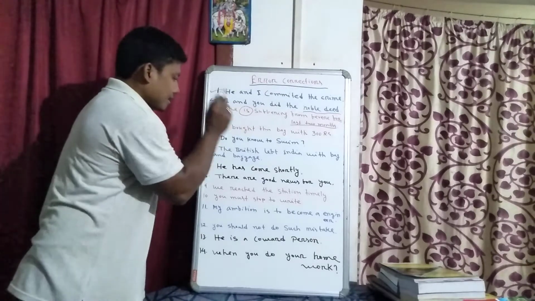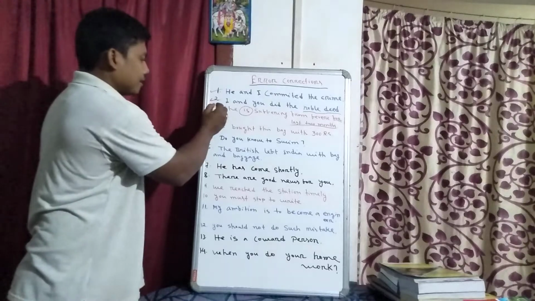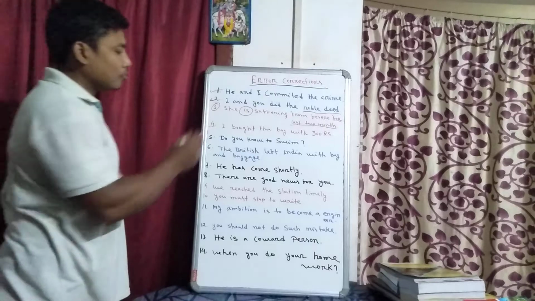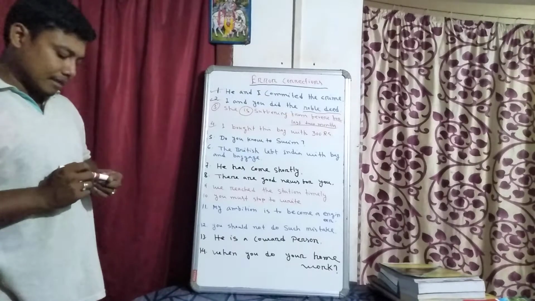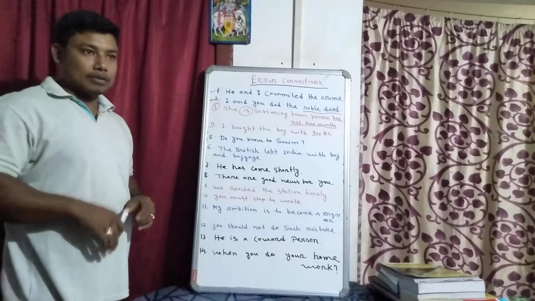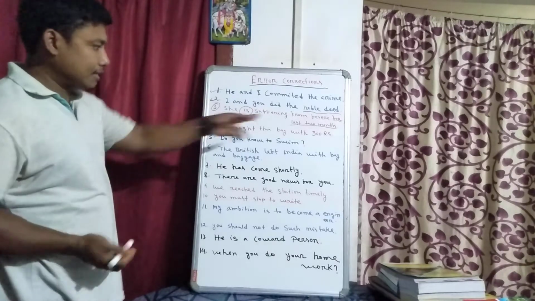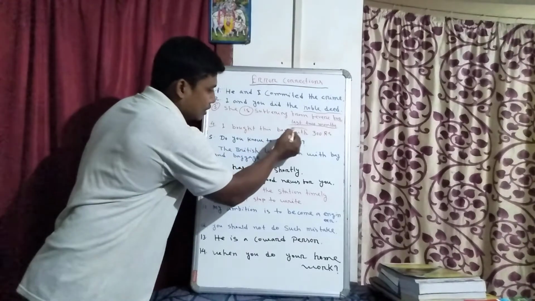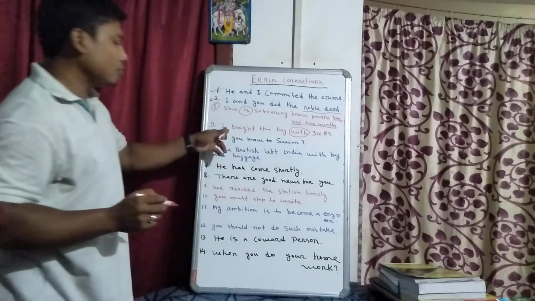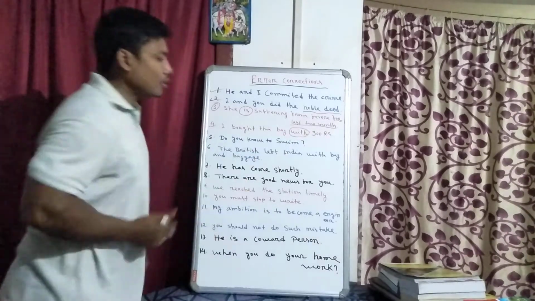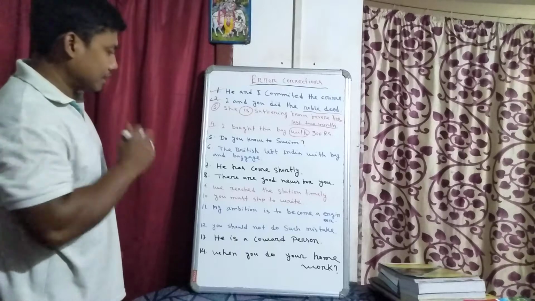Next one, I bought this bag with 300 rupees. I discussed the concept of preposition, that in case of buying something, we have to use the preposition for. Here instead of with we have to use for to correct it. What will be the answer? I bought this bag for 300 rupees. In this way we have to correct it.